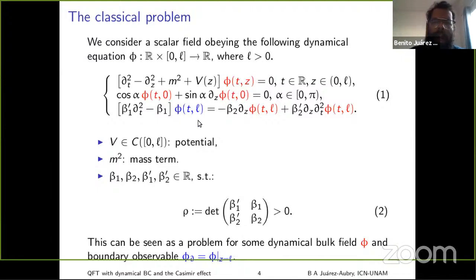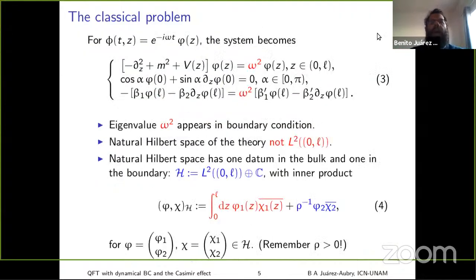And for the blue one, I want to consider that this is a boundary observable. It only depends on T, but we can view it as a boundary observable in its own right, and then look at this system as an enlarged bulk-boundary system, and this is how we shall do it. Now, these coefficients beta, I'm going to ask of them a technical condition: if I form the determinant of this matrix, I want it to be positive. This is just a technical condition for the problem. So now, let me try to solve the classical problem.